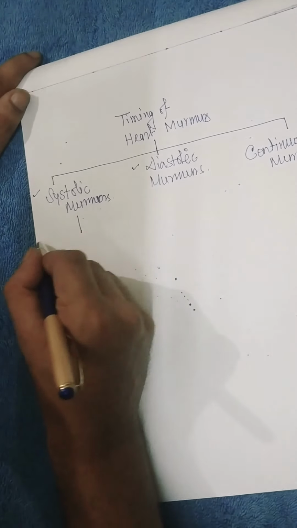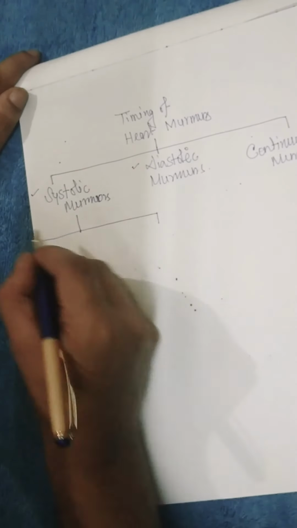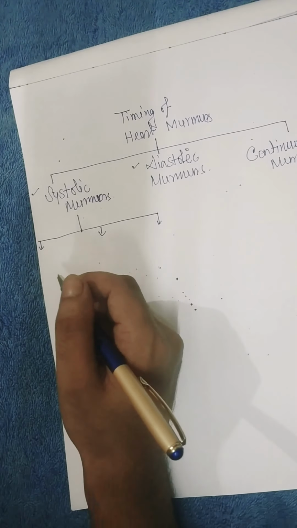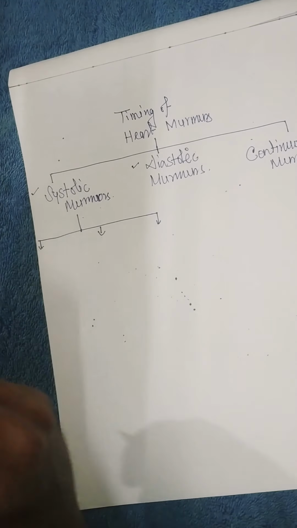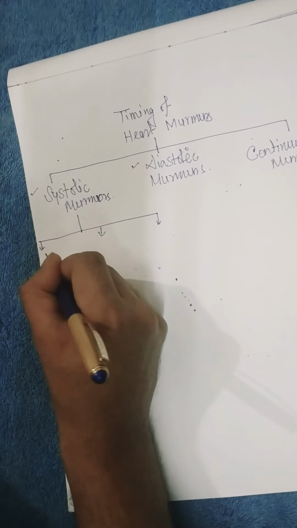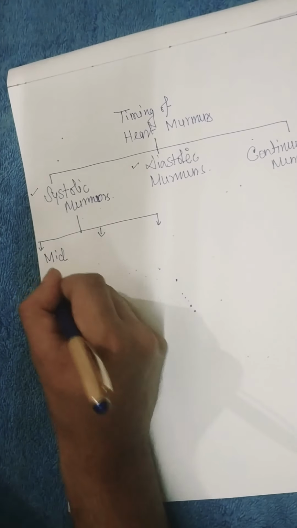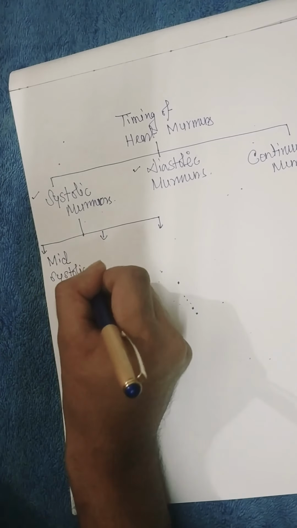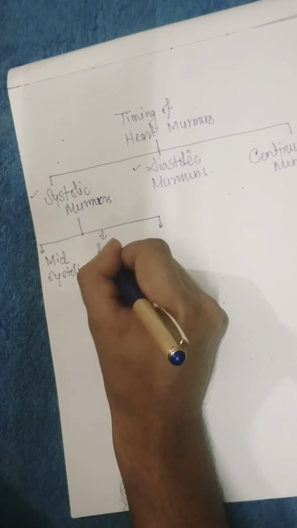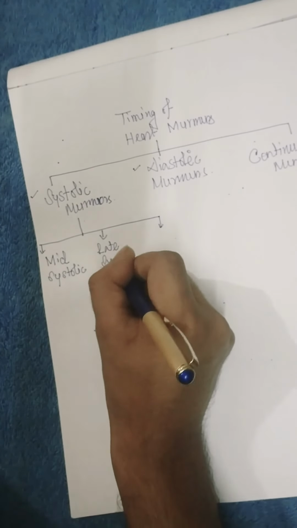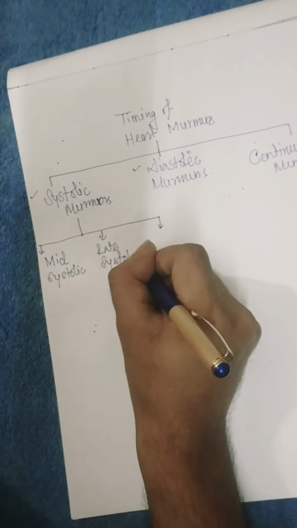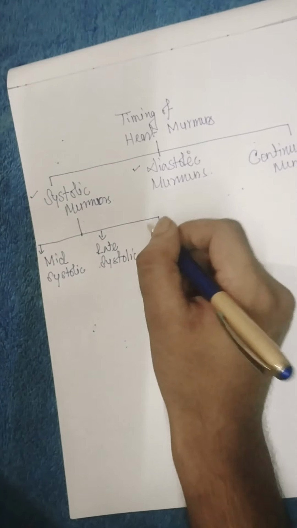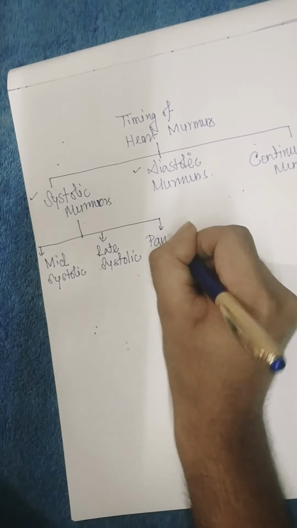Now in systole, it's a very small amount of time that systole gives, but cardiologists have divided this small time into 3 smaller times. They call one mid-systole. So murmurs found during the mid of the systole are called mid-systolic murmurs. There is another time that is called late systole. So a murmur found in late systole is called a late systolic murmur. And some murmurs occur throughout systole. So we call them pan-systolic murmurs.